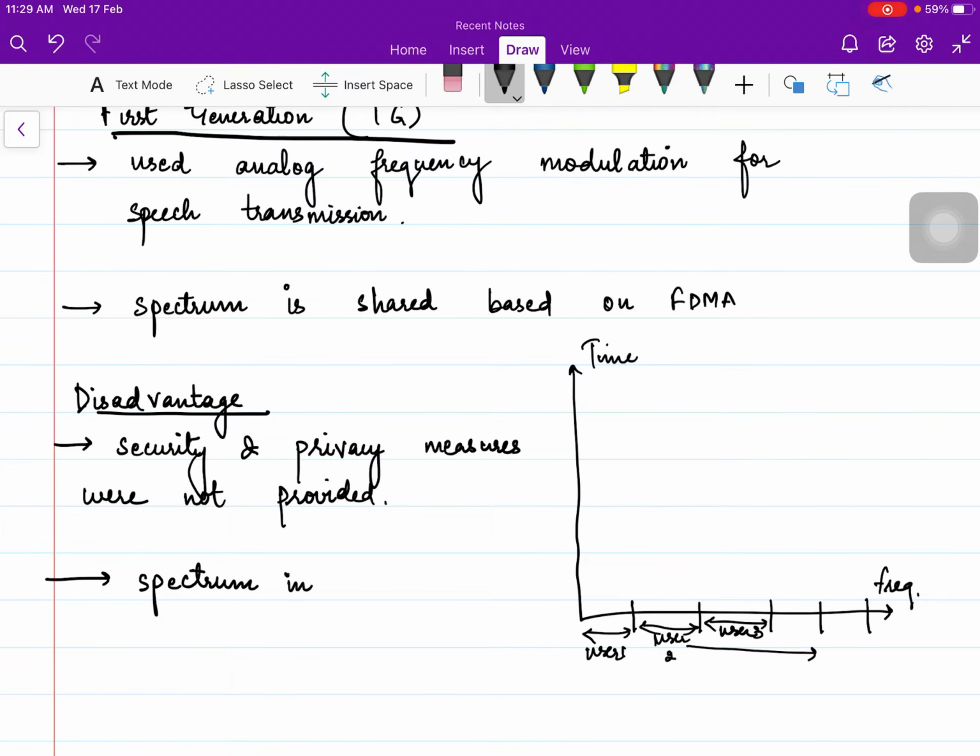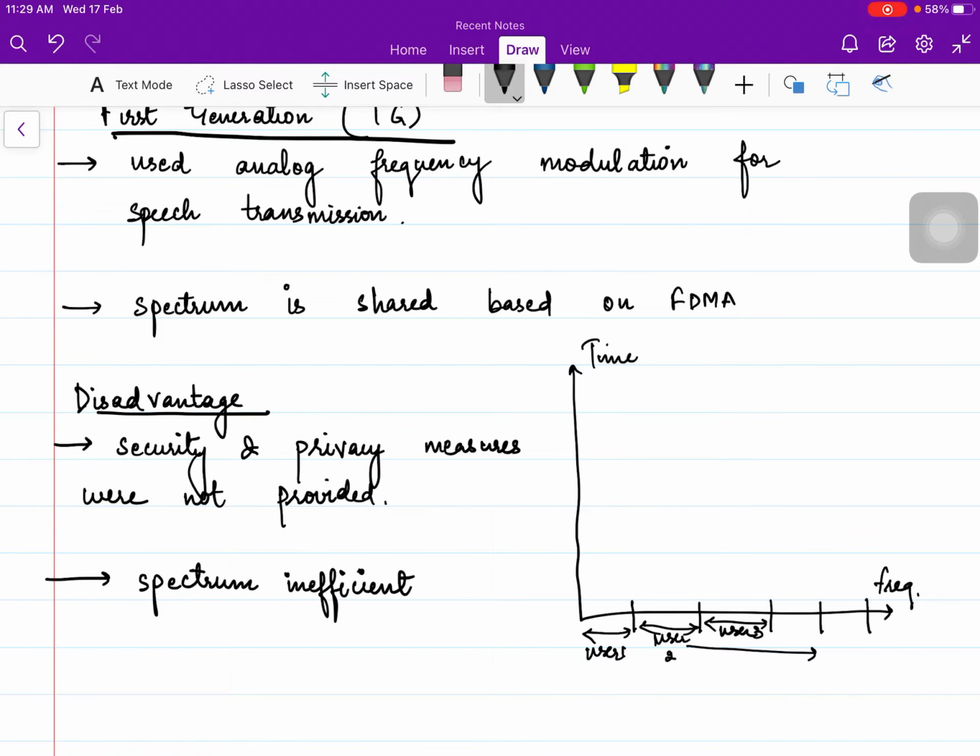That means the use of spectrum is not efficient. So if any of the users is not sending any data over the channel which has been allotted to that particular user, that particular band is completely a waste, which could be used by some other user who is really in need. So this is called spectrum inefficiency. This generation is spectrum inefficient. That means the use of spectrum is not done efficiently here.